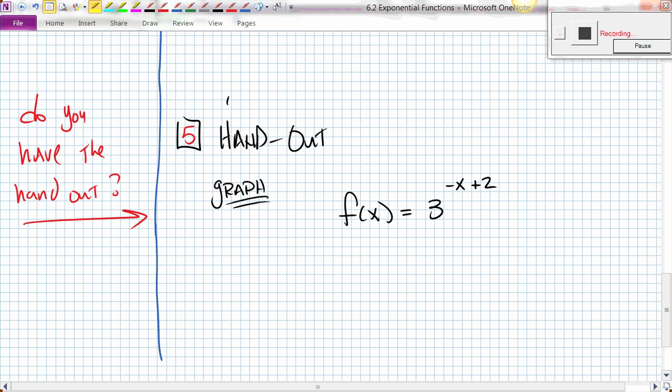The handout, please. So after just explaining what the handout does, take a look at this function and see if you can identify the two things that are happening to this function. There are two things that are happening to this function. See if you can figure it out.